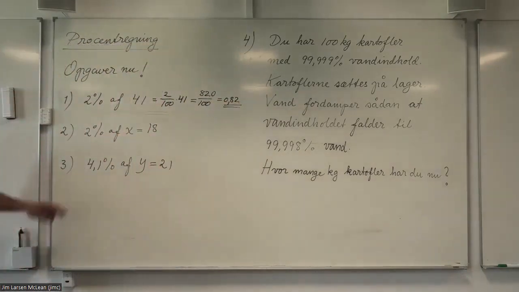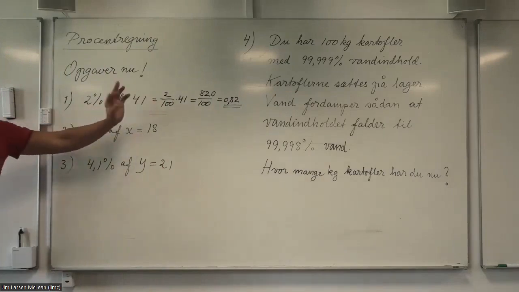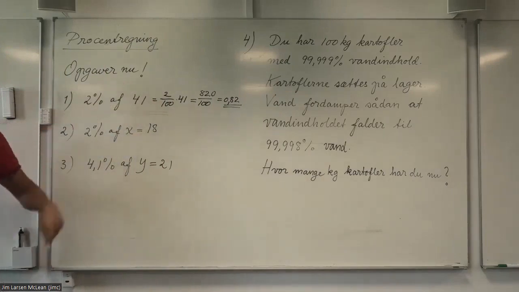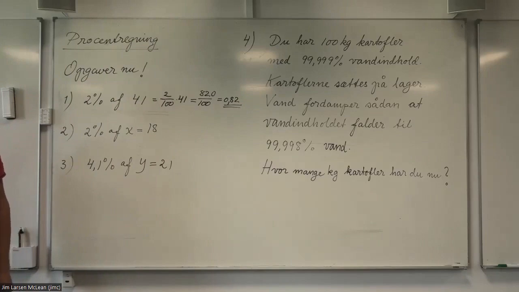Does it make sense that 2% of 41 is 0.82? Yes, because if it were 2% of 100, that would be 2. So it should be just under half.